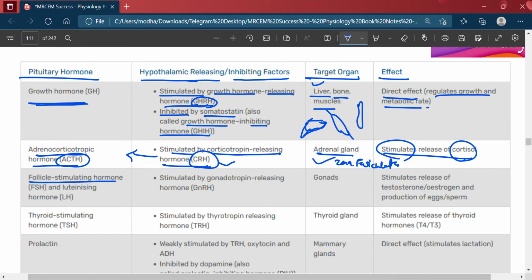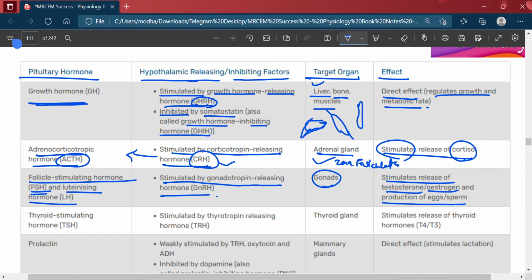Then follicle stimulating hormone, FSH, and luteinizing hormone, LH. These hormones are stimulated by the gonadotropin releasing hormone, GnRH, and act on the gonads and stimulate the release of testosterone or estrogen and production of the enzymes. It will stimulate the release of testosterone in the man and release the sperm, and in the female release the estrogen and the release of the eggs. FSH acts in the male and luteinizing hormone in the female.